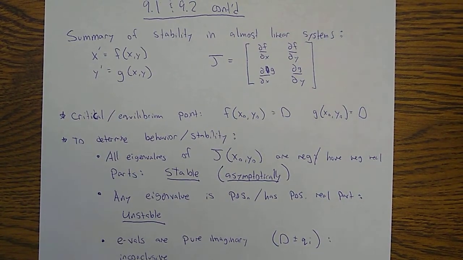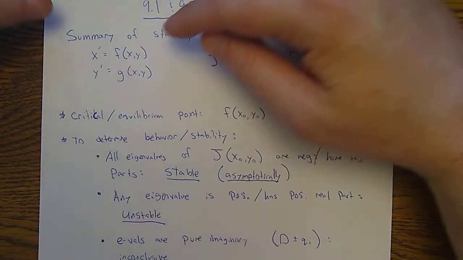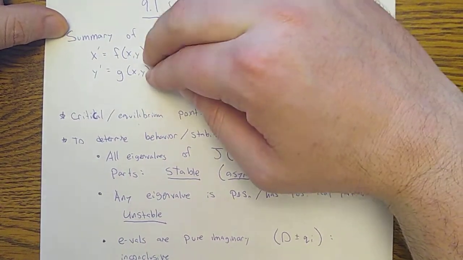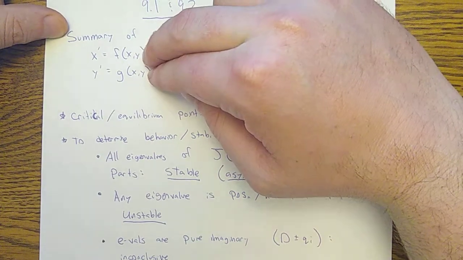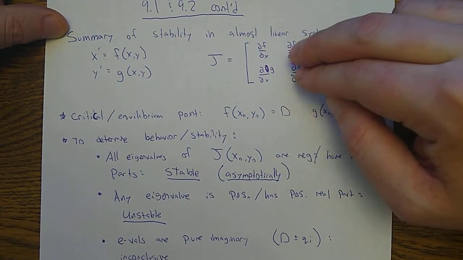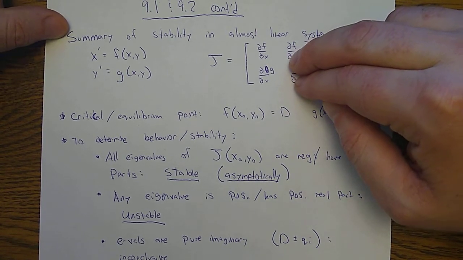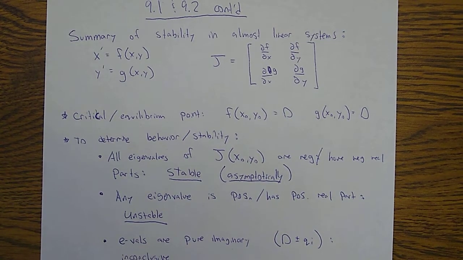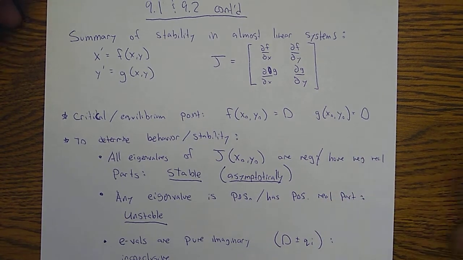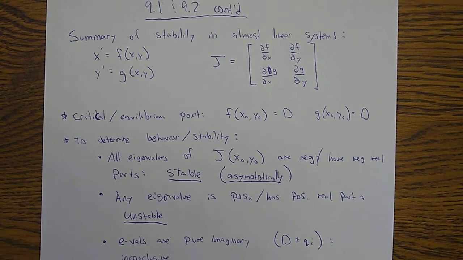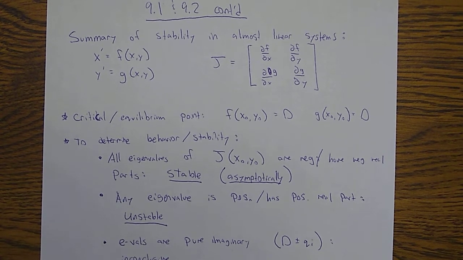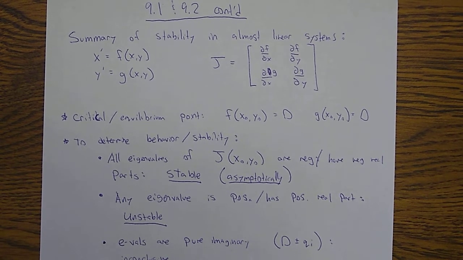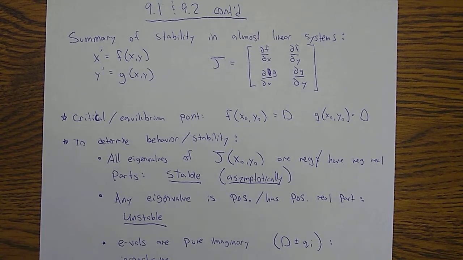To find and characterize the critical points, once again, you just set both of these things equal to 0. You find some solution for x and y. You plug that in here, you find the Jacobian at that point, and then you find the eigenvalues of the Jacobian. And whether those eigenvalues have a positive real part or a negative real part tells you the answer. It tells you the stability or instability at that point.